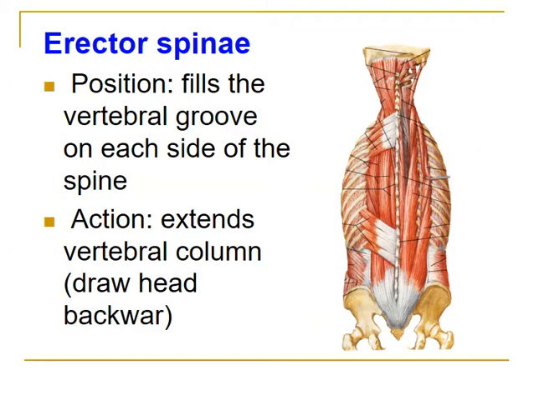From there we have the levator spinae. Levator spinae, these are the muscles of the deep groups of the back. You can see that levator spinae are those muscles which are deep. From the outside you cannot see them until you go inside. So for example in this diagram you can see these muscles which lie perpendicular. As for position, they fill the vertebral groove on each side of the spine. Their action is to extend the vertebral column and draw the head backward.